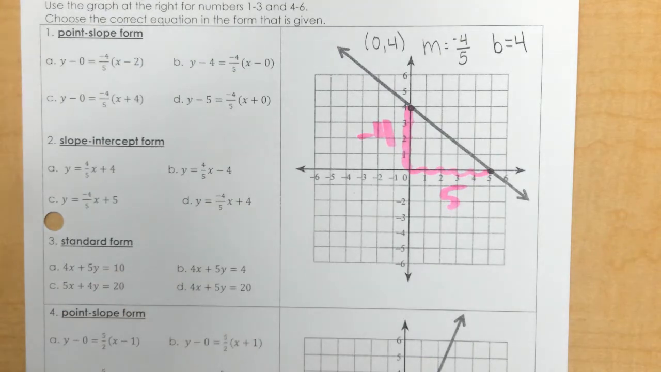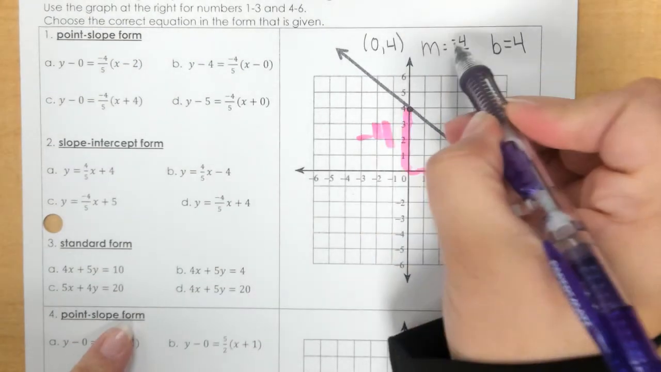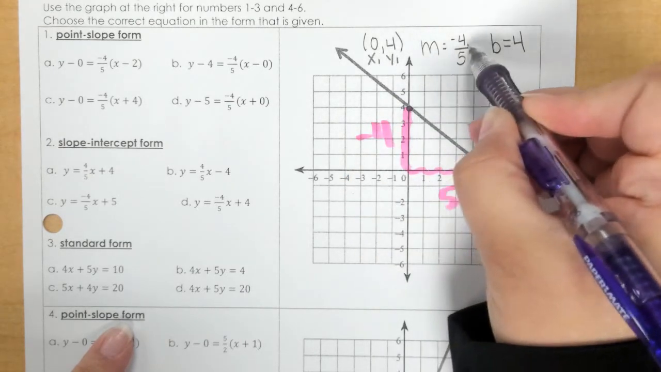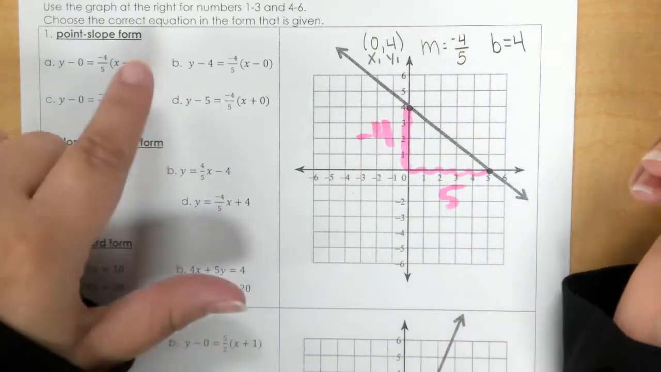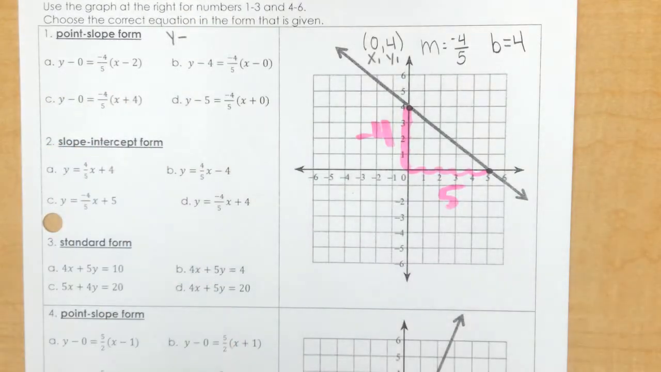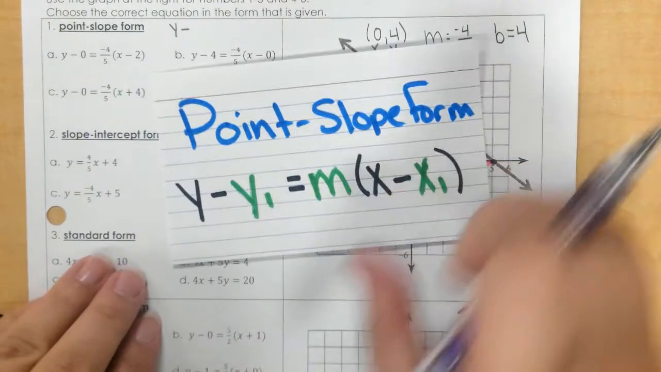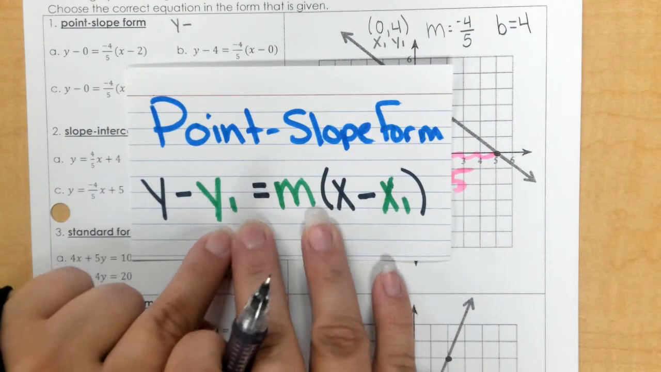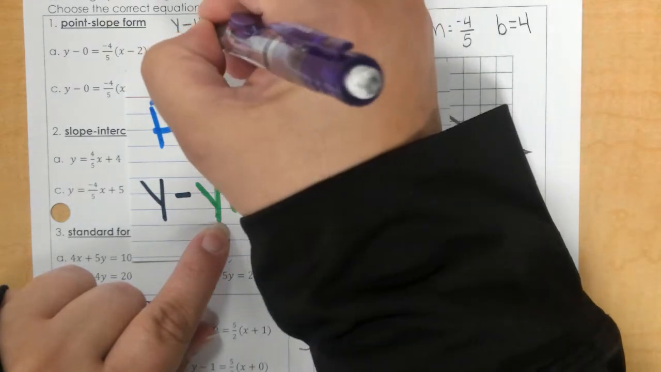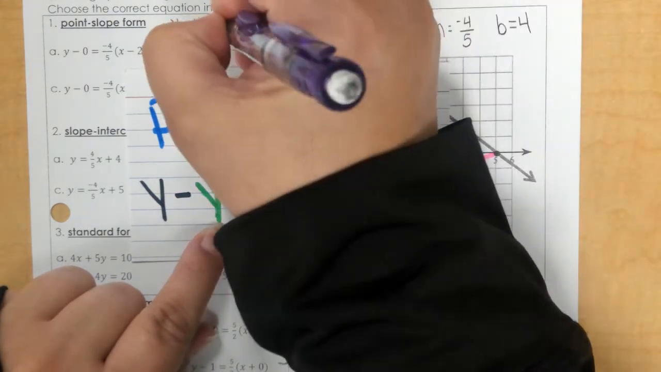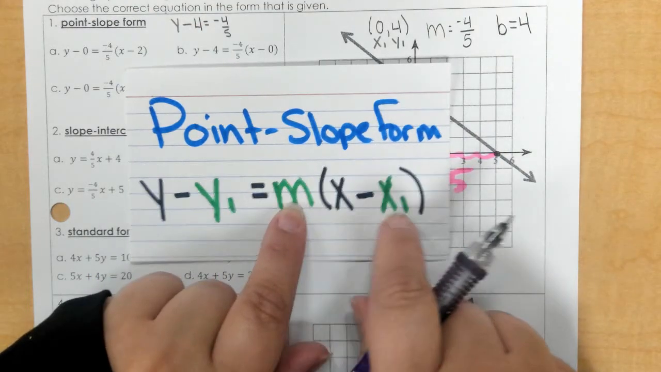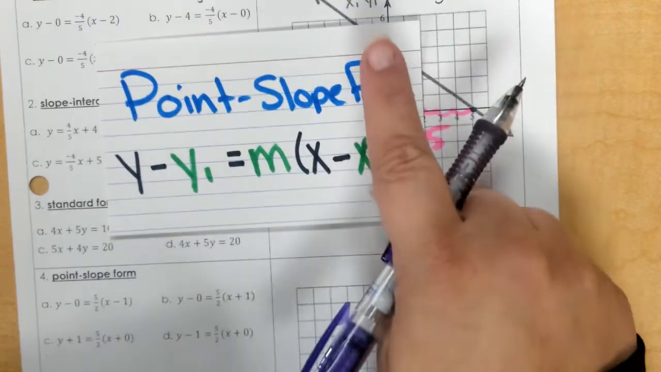Alright, so now for point slope form, we need to have a point and a slope. So your point would be x1, y1. Your slope is -4/5. And if we were to plug it into the formula here, we need to have y minus y1. So y1 is 4. The slope was -4/5. Okay, and then we have the x minus x1. Our x1 is 0.